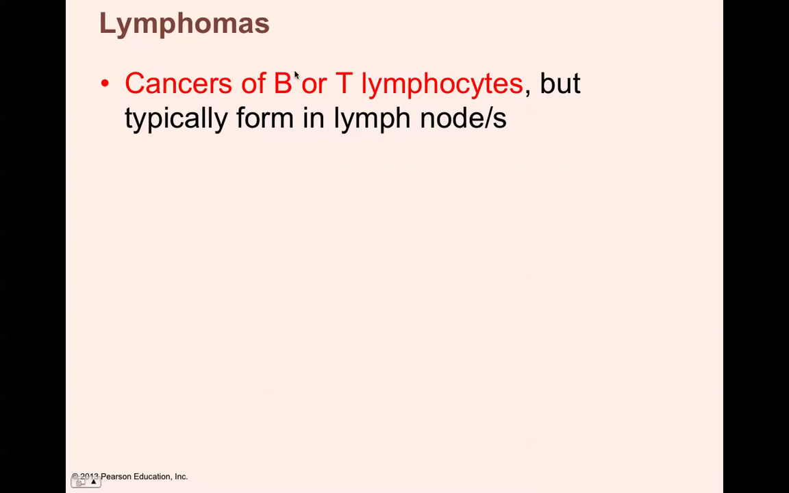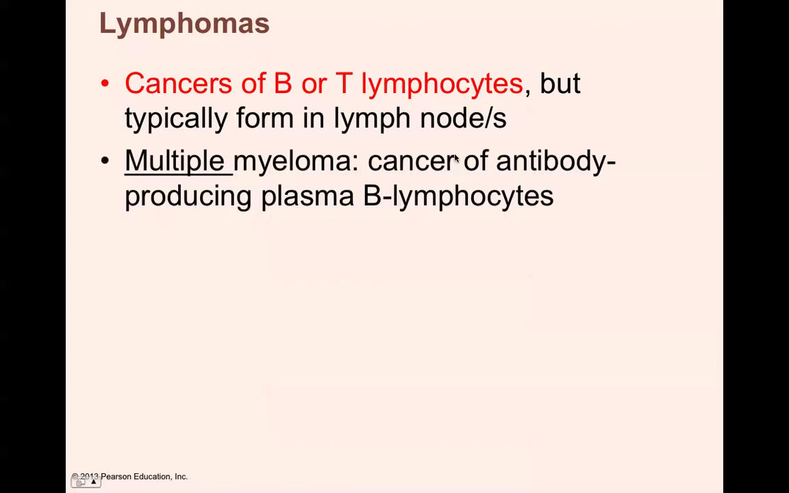Lymphoma is more specifically a cancer of the B or T lymphocytes. Typically, they will form in the lymph nodes, though not in the bone marrow. There's another type of cancer called multiple myeloma. This is cancer of the antibody-producing plasma B lymphocytes.